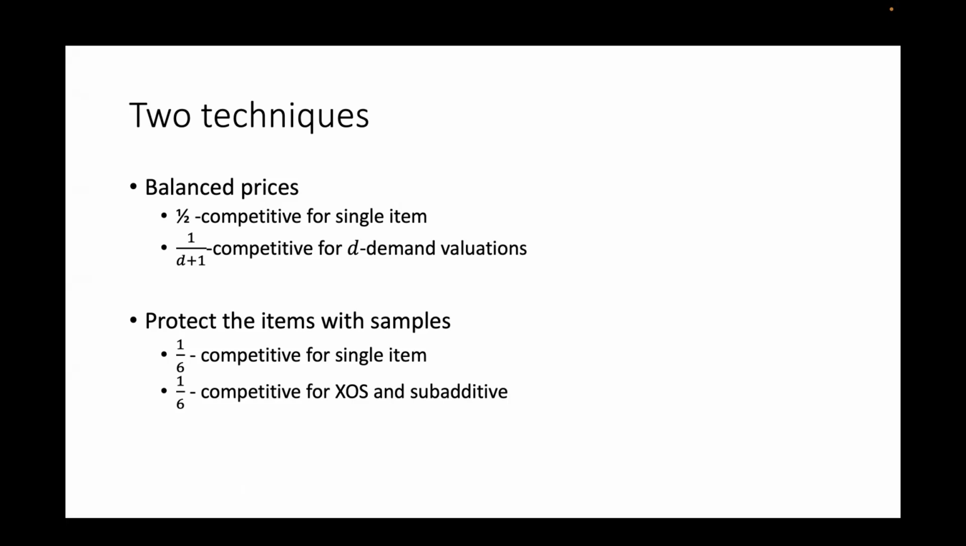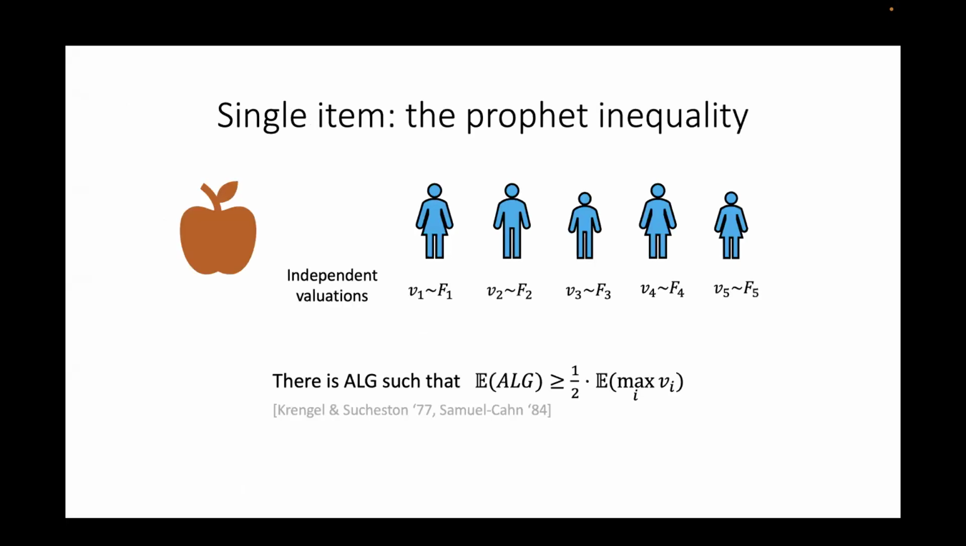And then I will talk about another technique, which is an idea of protecting items with something. So instead of using the revenue from the prices to balance things, we use samples to protect items from being allocated too early. So they are available when someone with high valuation happens. And that's very useful to work with other classes of valuations that I will explain in a minute.